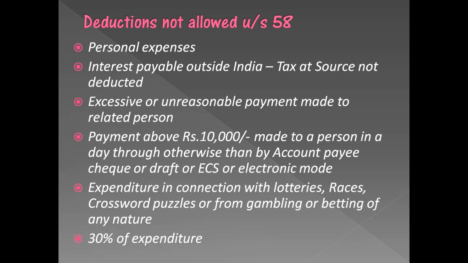Next is expenditure in connection with lottery. Whenever you have an income in the nature of lottery, races, or crossword puzzles, gambling, or betting of any nature, then such expense will also not be allowed. The final one is 30% of the expenditure. So 40(a)(ia), if you remember in PGBP, whenever TDS is not deducted on expenses subject to tax at source, 30% of the total expenditure will be disallowed.